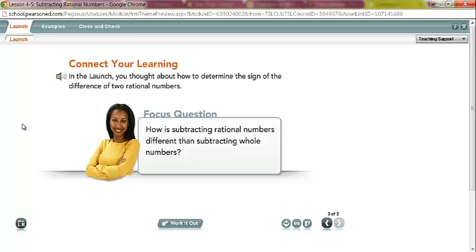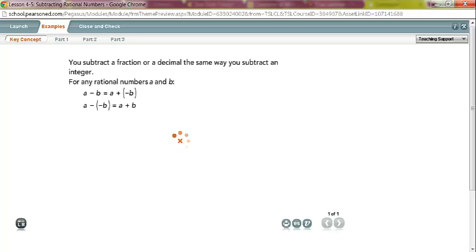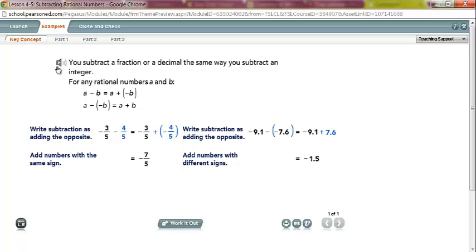In the lunch, you thought about how to determine the sign of the difference of two rational numbers. How is subtracting rational numbers different than subtracting whole numbers? Okay, so this is a key concept, so this is going to be some note-taking here. You subtract a fraction or a decimal the same way you subtract an integer.